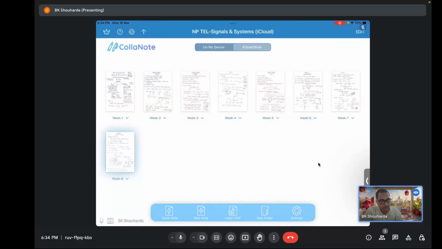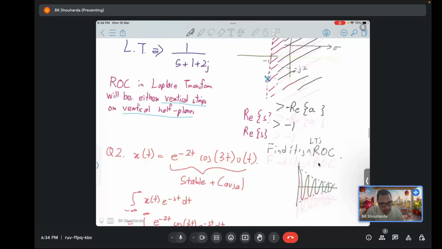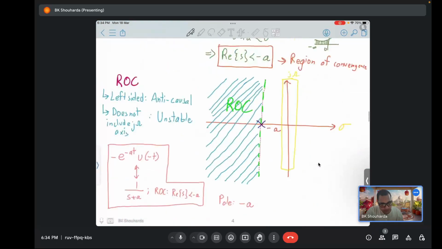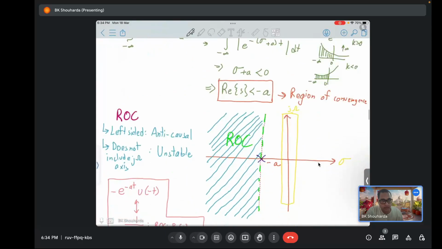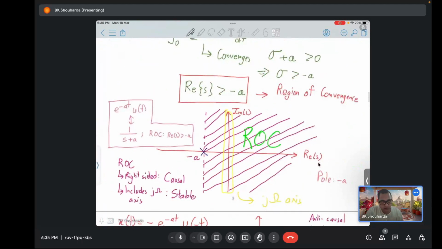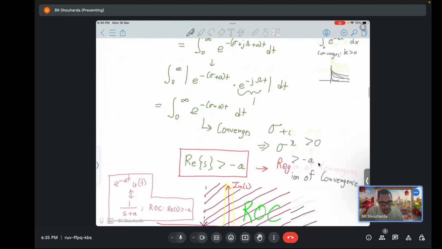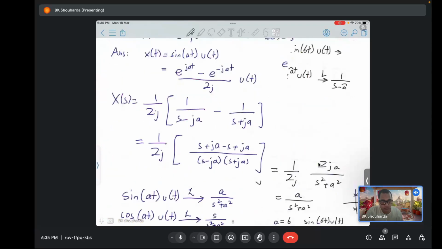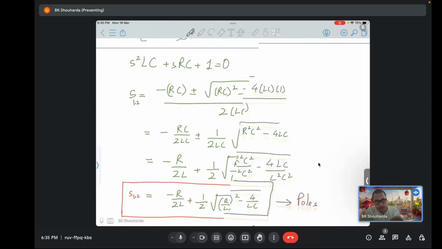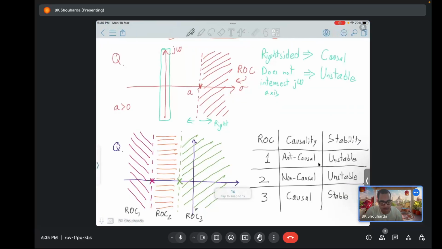as well as in week 7. If you have seen the week 7 lectures, I had discussed in great detail. We had even derived how left-sided means anti-causal, or how right-sided means causal, and all that. Okay, so you can refer to the earlier lectures in order to revise these concepts, and of course the course lectures as well.